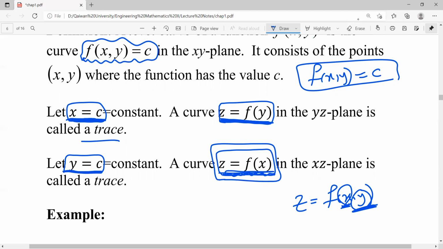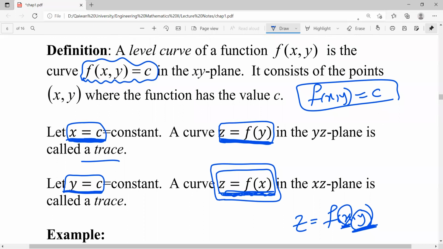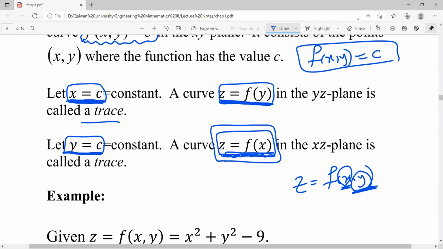Okay. Here we say if we replace z by a constant, we get the level curve. But if we replace x or y by a constant, we get traces. Okay. Now we have an example. Let me clean these.